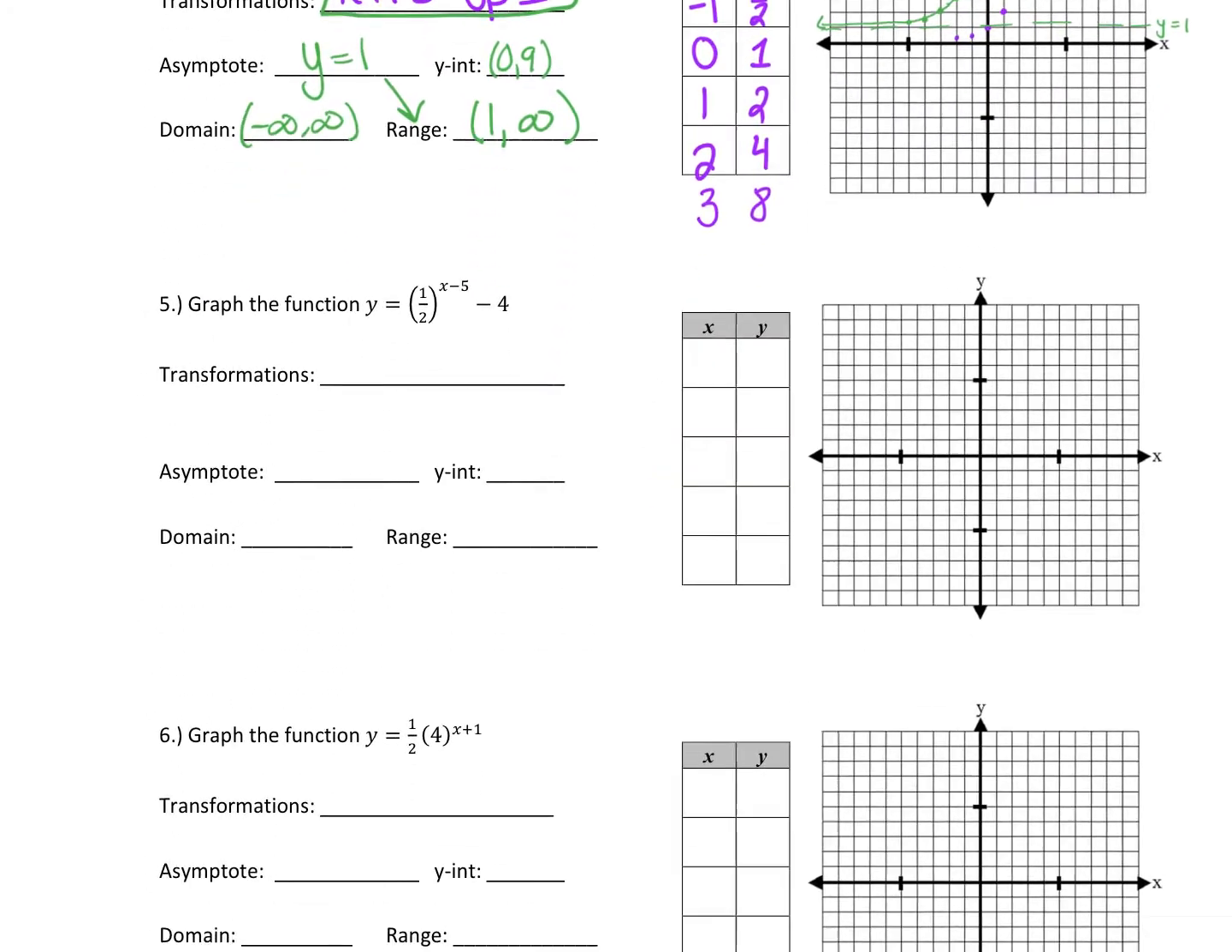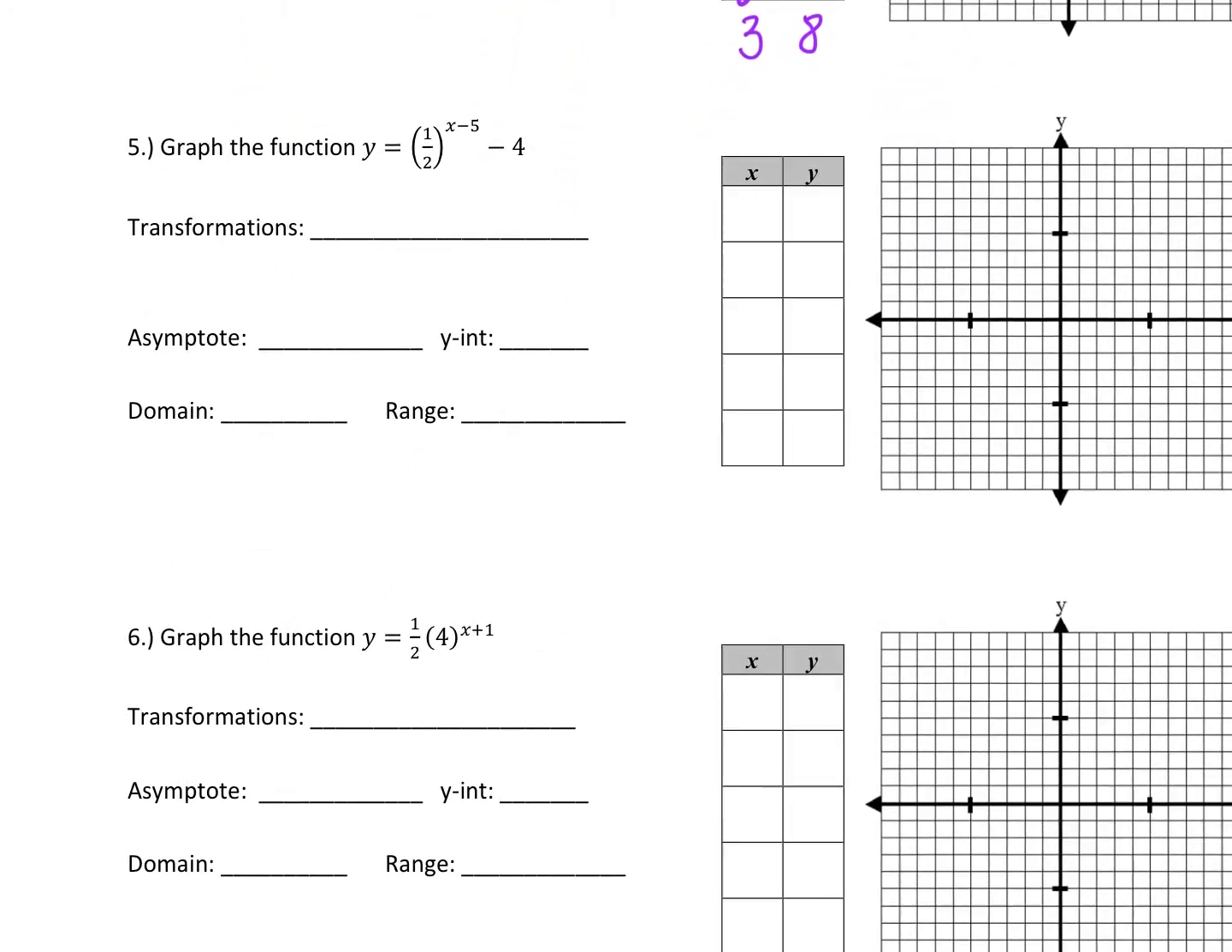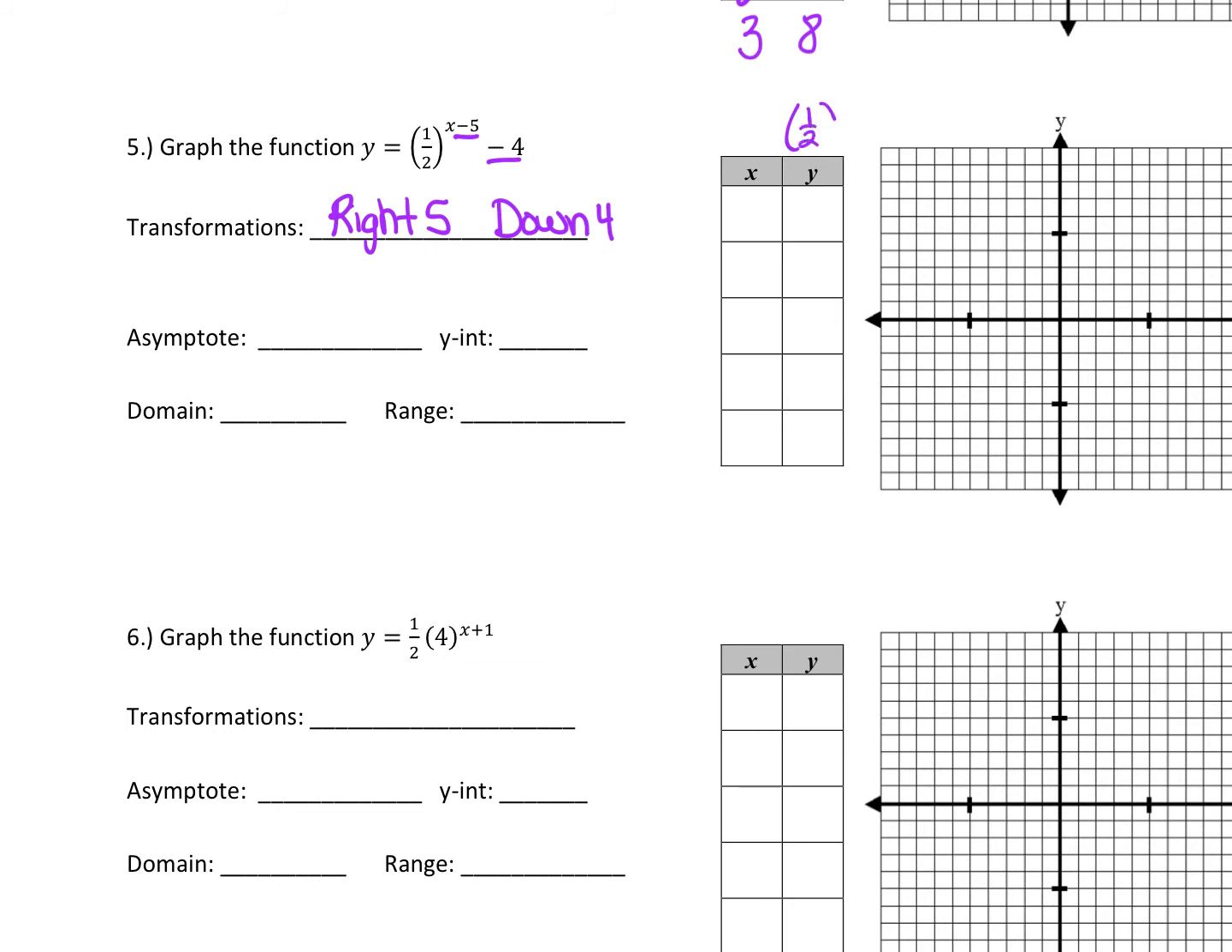All right, let's give it a try with this different graph. That's 1/2. So again, let's look at our transformations. -5, -4. So -5 with the x means I'm going right 5. -4 means I'm going down 4. Let's make a table for our parent function. And then again, we are just going to shift these points.